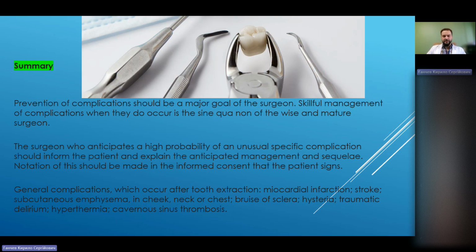As a summary of any complications, prevention of those complications should be a major goal of the surgeon. Skillful management of complications when they do occur is the sine qua non of the wise and mature surgeon. The surgeon who anticipates a high probability of an unusual specific complication should inform the patient and explain the anticipated management and sequelae. Notation of this should be made in the informed consent that the patient signed.